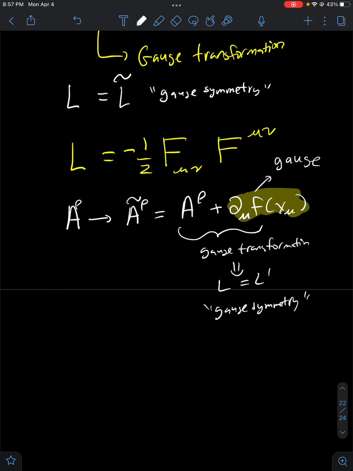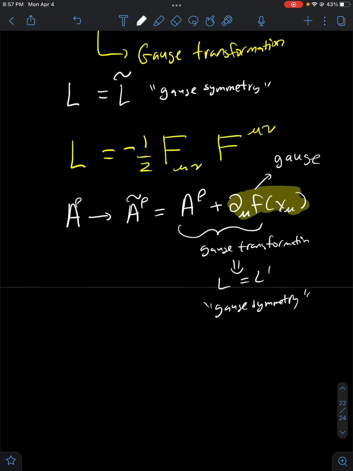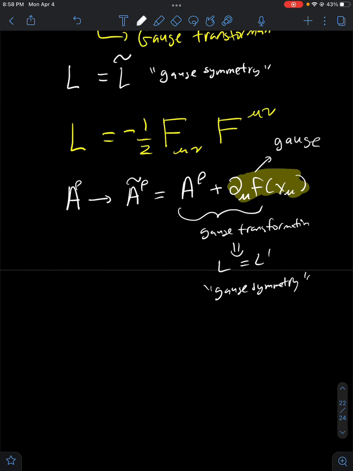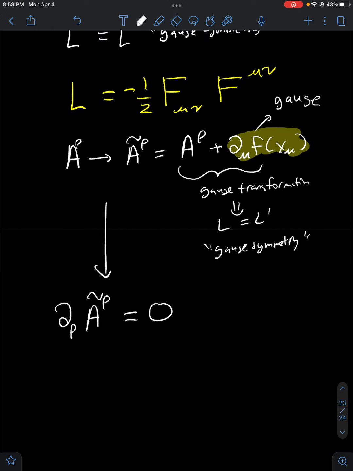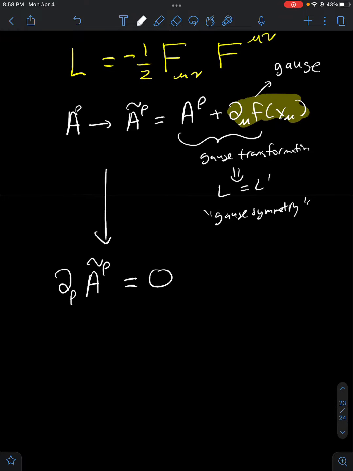Again, with coordinate transformations in physics, choosing different coordinate systems can make our physics a lot easier, right? The same thing with gauge transformations. You can choose a gauge, or fix a gauge, such that the physics becomes much easier to work with. The same thing applies here. So we can choose a gauge such that partial rho A tilde rho equals 0. That's a pretty sneaky trick that we're doing here. We're fixing a gauge such that we have this relation.